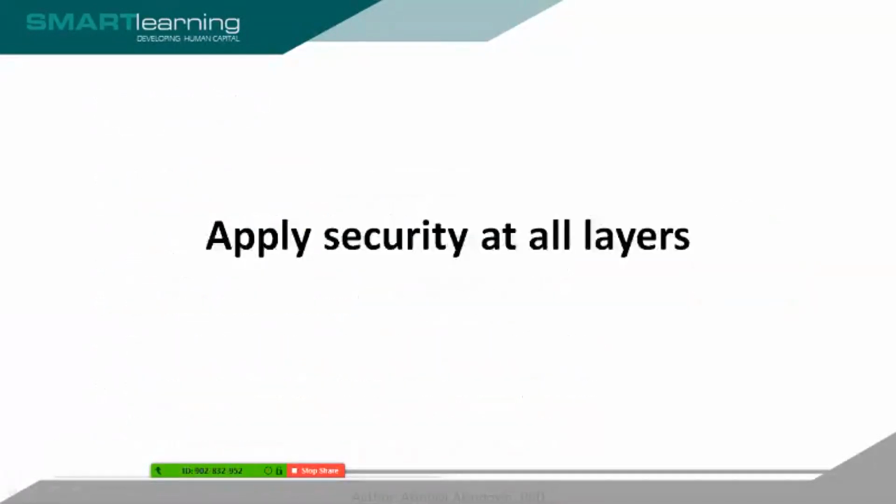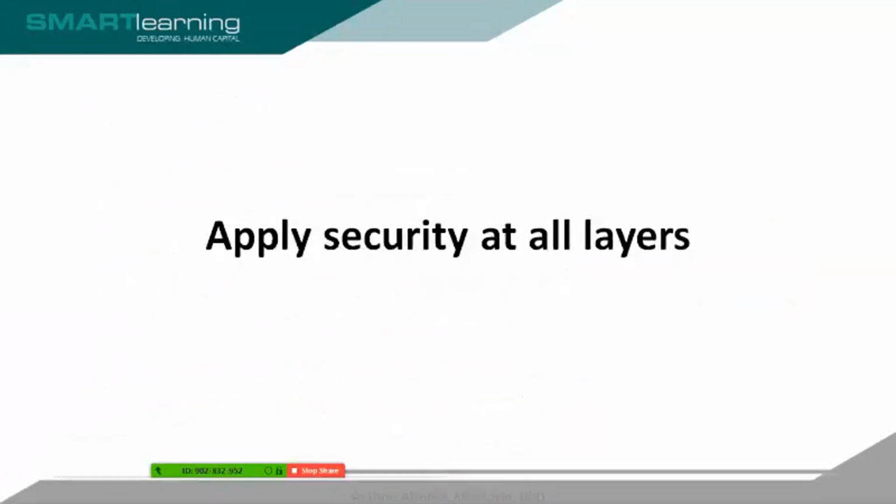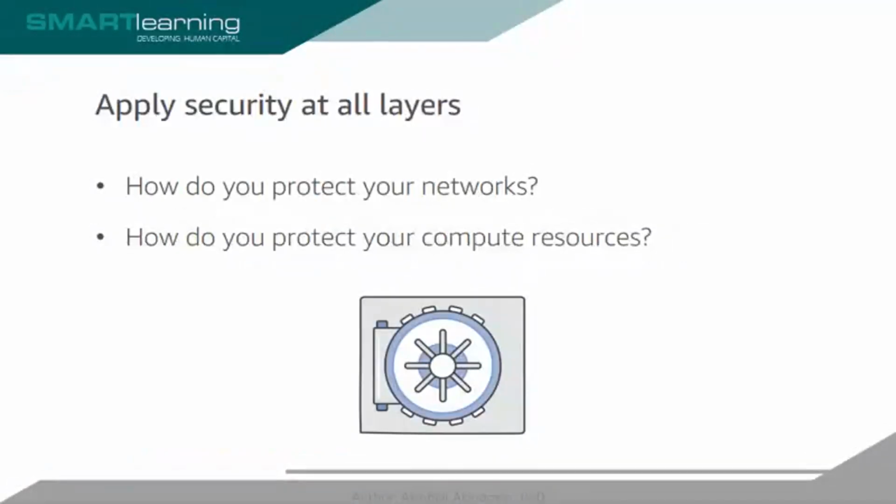All right. So next, apply security at all layers. This emphasizes the depth of the layers of defense you have before you get to the outside world. So between you and the outside world, what are the layers of security you've put in place? That's what we're going to talk about here. So what are the fundamental questions you need to ask yourself here? How do you protect your network? Okay, because intrusion comes from the network. So how do you protect your network? How do you protect your compute resources?